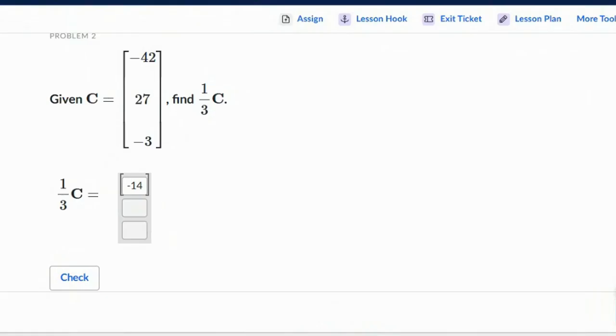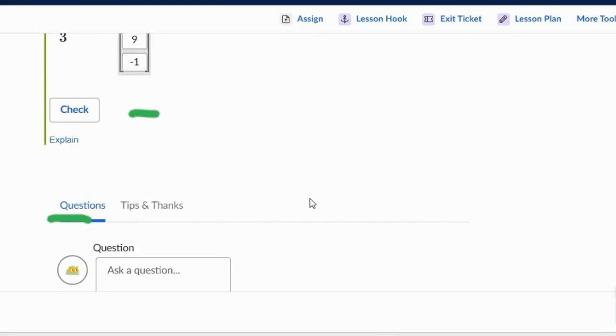So you could also think of it as 1/3 of. What is 1/3 of 27? Same thing as 27 divided by 3, or 1/3 times 27. 1/3 of 27 is 9. 1/3 of negative 3 is negative 1. So different ways to think about that. But that's it. That's as difficult as that is.